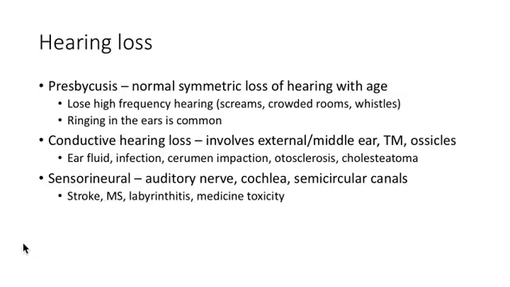So with normal hearing loss with age, presbycusis, you've got to know what normal hearing loss is so that you can differentiate it from pathologic conditions. Classically, this is high frequency hearing loss, and they're not going to tell you that. They're going to tell you that the patient has trouble hearing people in a loud room, has trouble hearing screams and high pitched noises. And ringing in the ears is common and normal as we age and lose our hearing.